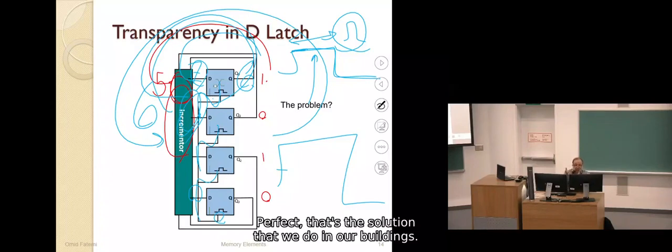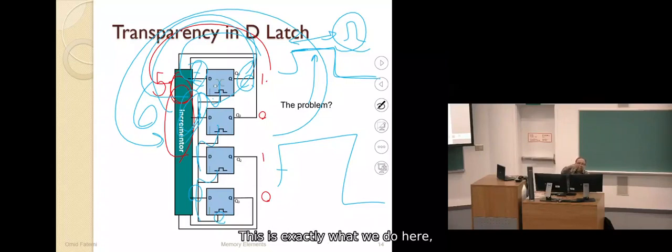That's the solution that we use in our buildings. We put 2 doors, an interlock door, so it comes inside a room. Then that door is closed. Then the next door is opened, and that room is better. The weather is not too cold. This is exactly what we do here.